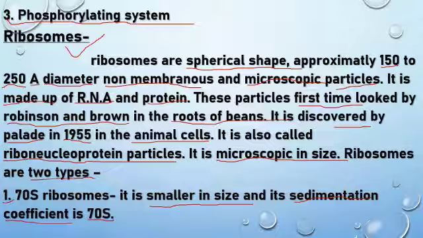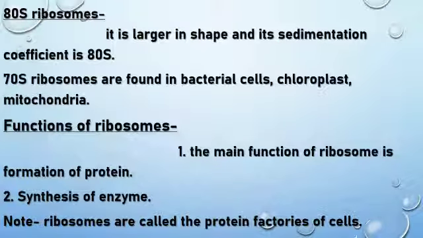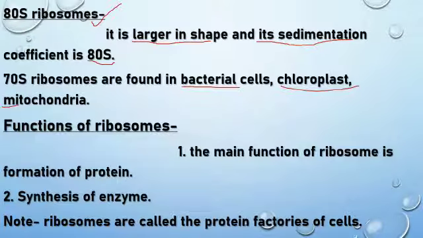Our next type is the 80S ribosome. The 80S ribosomes are larger in shape and size, and its sedimentation coefficient is 80S, so it is called the 80S type of the ribosomes. The 70S type of ribosomes are found in bacterial cells, in chloroplasts, and in mitochondria also.